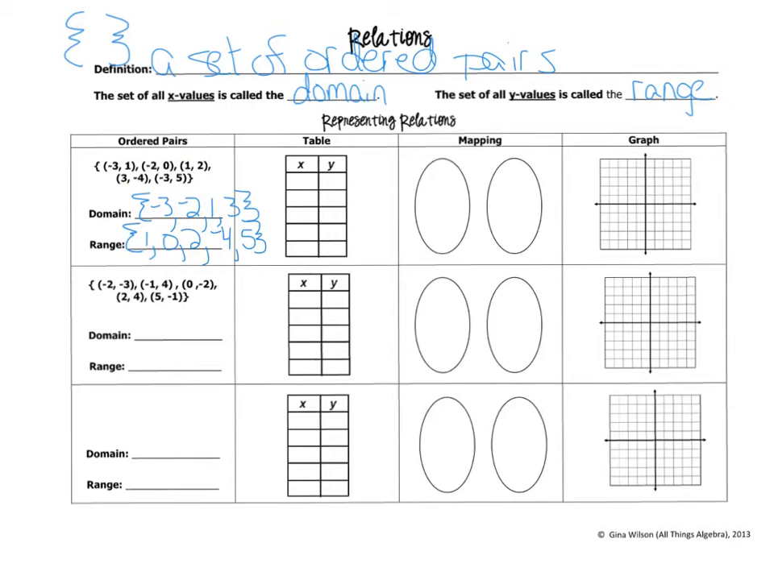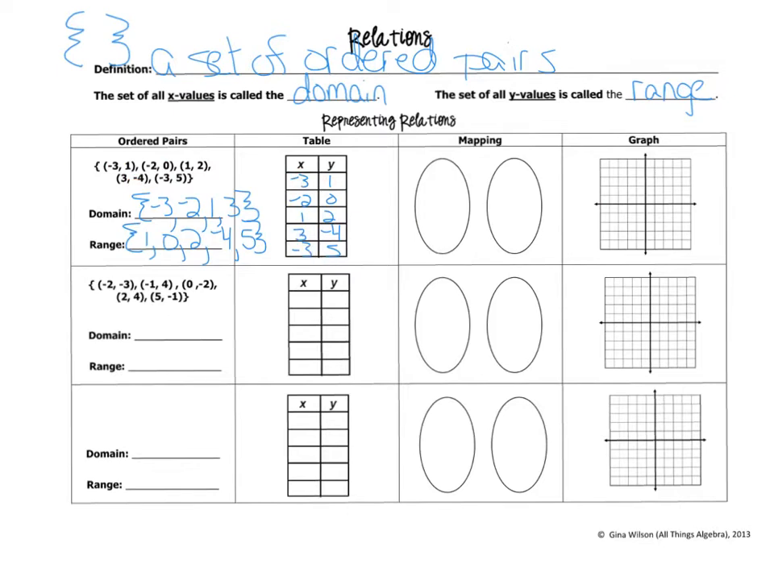You looked at tables of ordered pairs last year, so we're going to put our first point, -3, 1. Our second ordered pair, -2, 0. Our third ordered pair, 1, 2. Our fourth one, 3, -4. And the last one, -3, 5. Right? Very easy. All we did was take these ordered pairs and list them in the table.